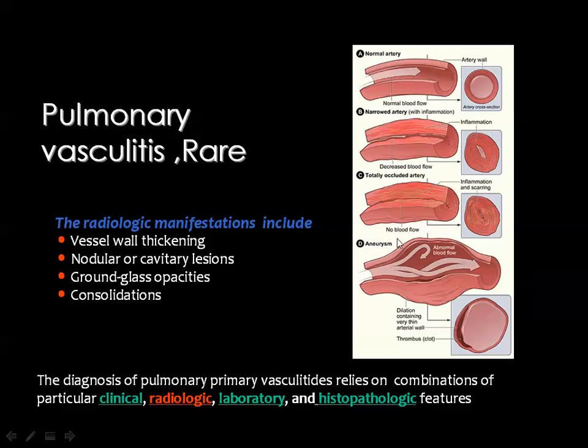Another issue is that the inflammation will cause weakness of the wall of the vessel, and this will lead to some expansion and aneurysmal dilatation. One of the important issues here is that in this category you need the help of the clinical data, radiological findings, laboratory findings, and even histopathologic features in order to reach the final diagnosis of the disease.